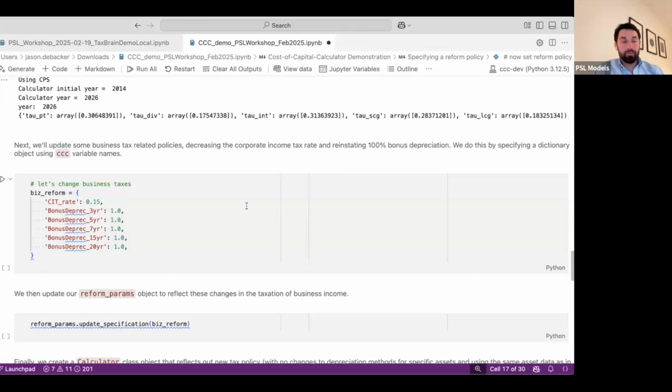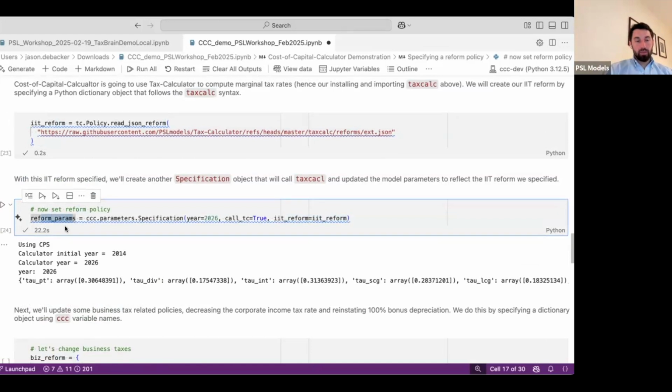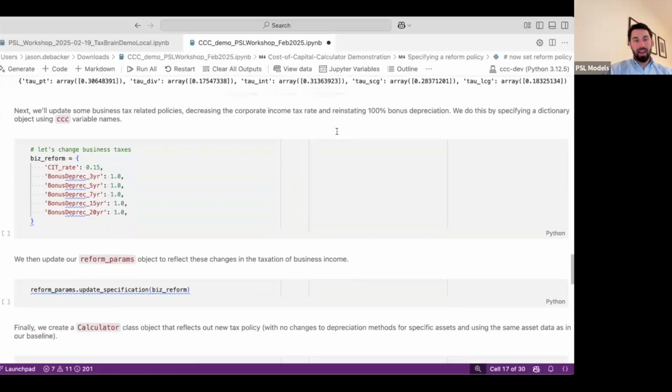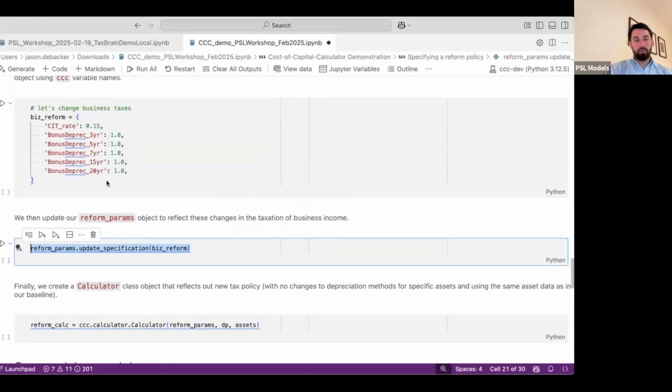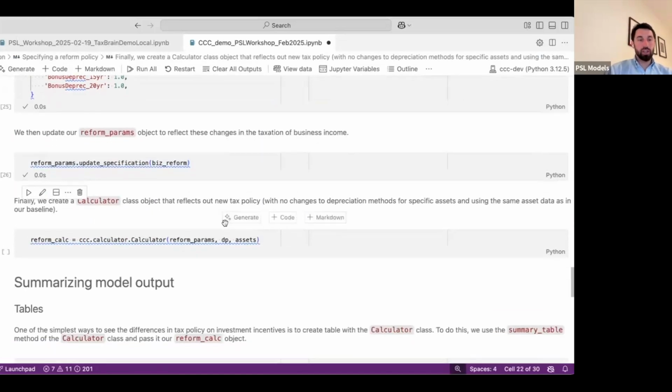All right. I want to have both this business reform and TCJA permanence together. How am I going to do that? Well, I've got this parameters object above, called reform params, where I instituted that individual income tax reform. I'm just going to update that. So update specification, passing this biz reform dictionary. That's going to change those business tax related parameters, the corporate income tax rate and those bonus depreciation rates.